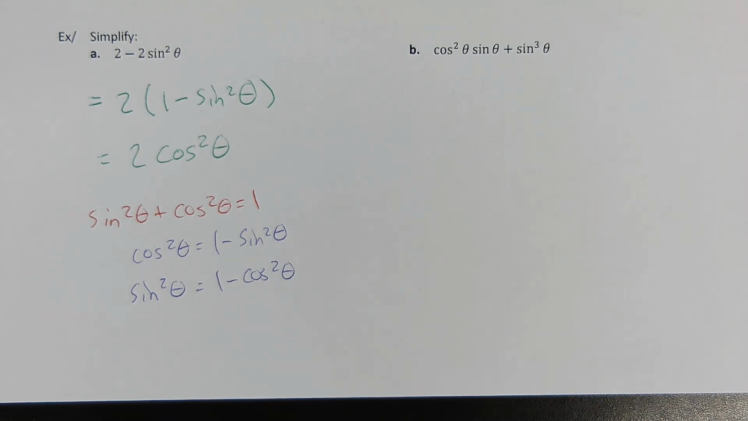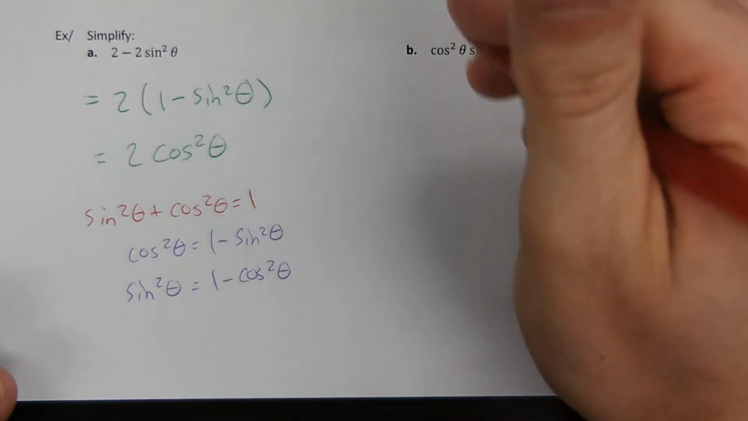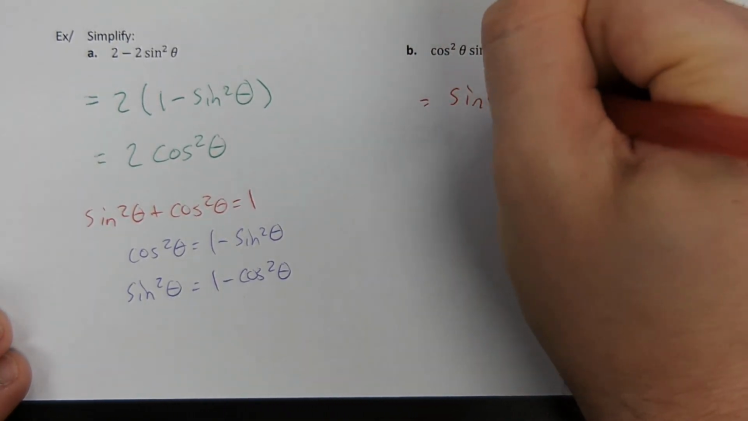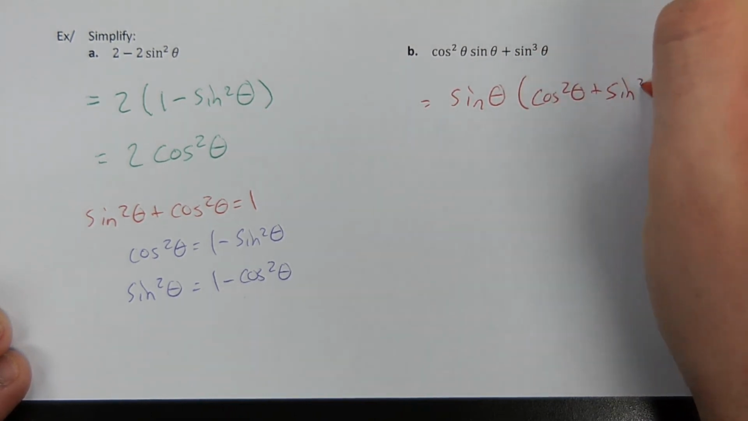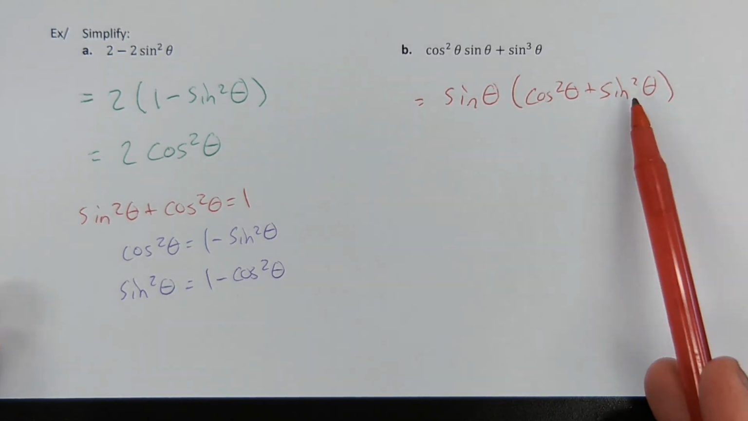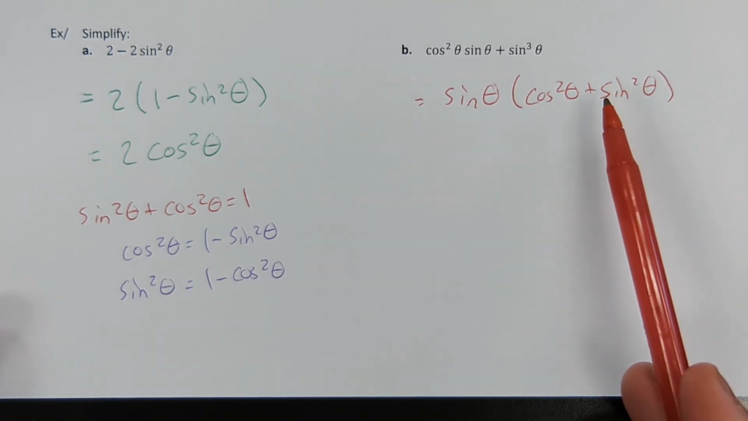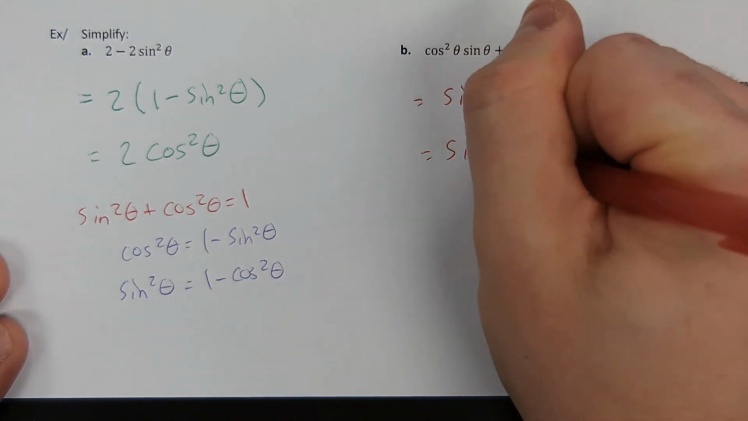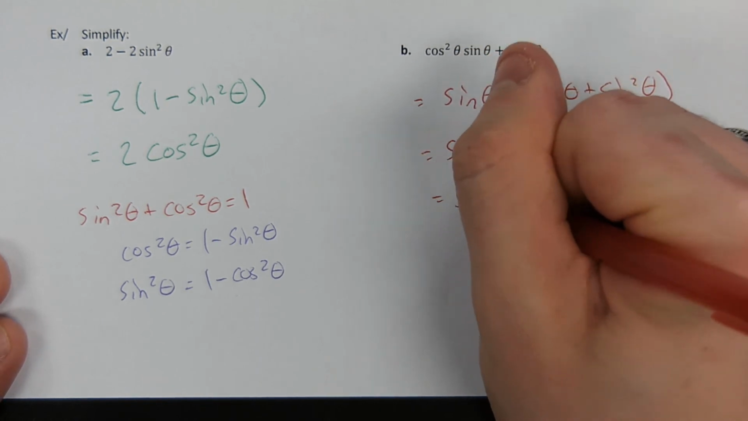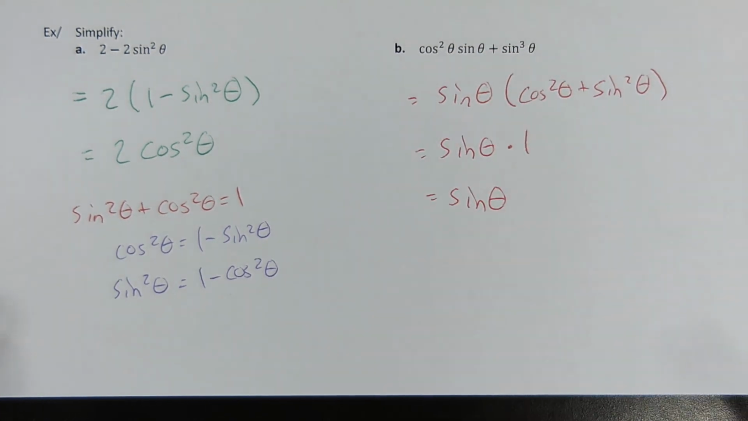So for part B of this example, what I'm seeing is, again, a GCF. I'm seeing that these can both give up a sine theta. So it's going to give me a cosine squared theta plus a sine squared theta. And, oh look, cosine squared theta plus sine squared theta, that's equal to 1. So it's just sine theta. So all of that mess equals sine theta. Very satisfying.